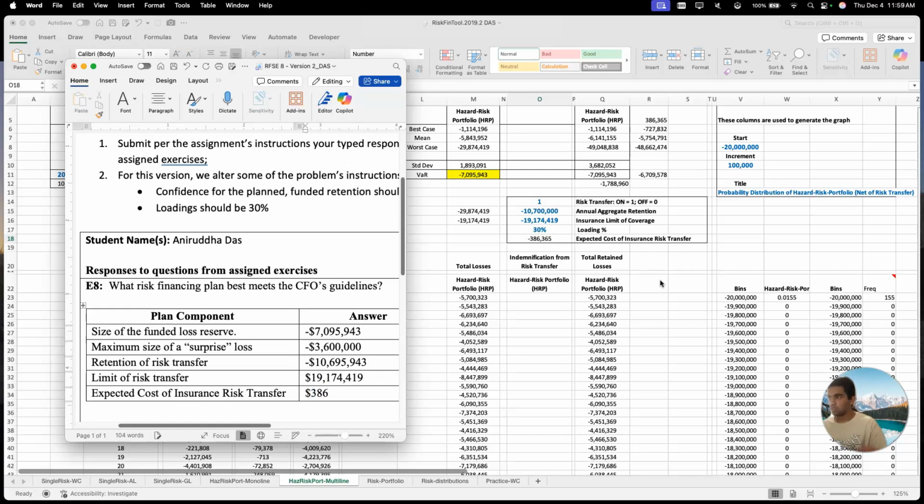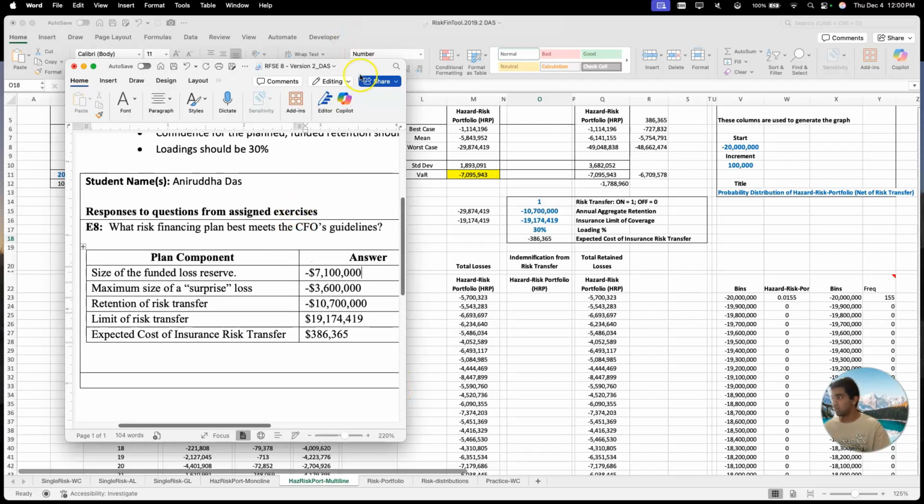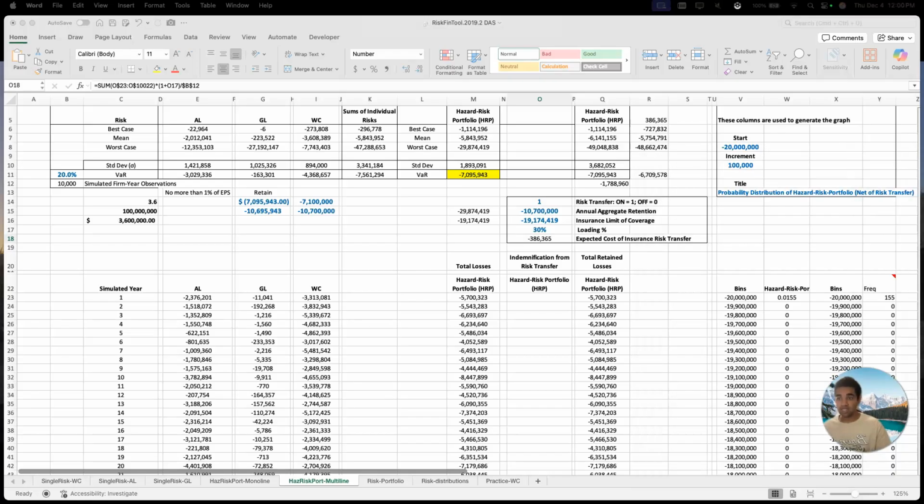And I'm going to change this expected cost to 386,365. And you can see here, I put through the 10.695. In the instructions, it says round up to the nearest 100,000. So why don't we change it to 700,000, right? And this number also needs to be changed to 100,000. Just like how we showed here. That number plus this one equals 10.7, and this is how much we need for limit of risk transfer, and this is the expected cost of insurance. I believe that's all that's needed on the document, and that's it.